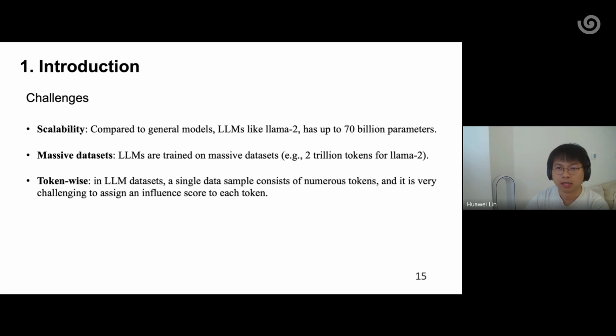Besides, for language model, we also want to do the token-wise influence estimation because it's also important to understand how the tokens in the training data set impact the tokens in the generation.